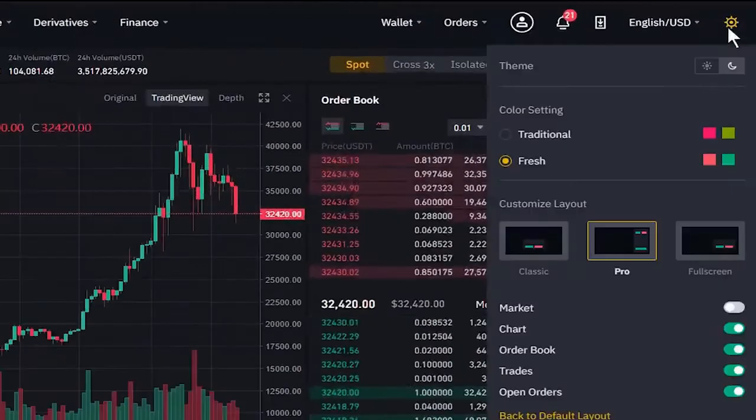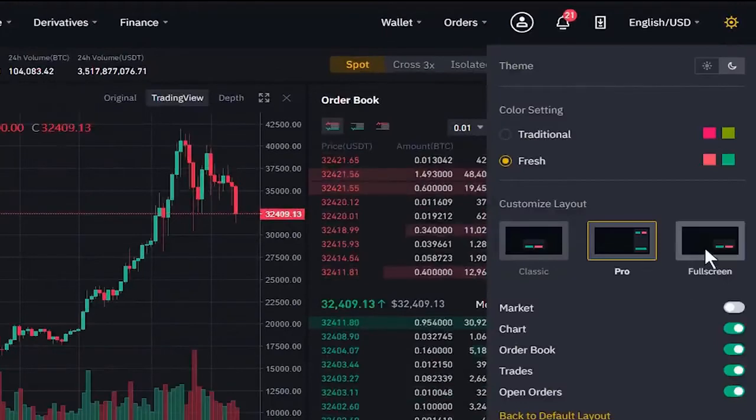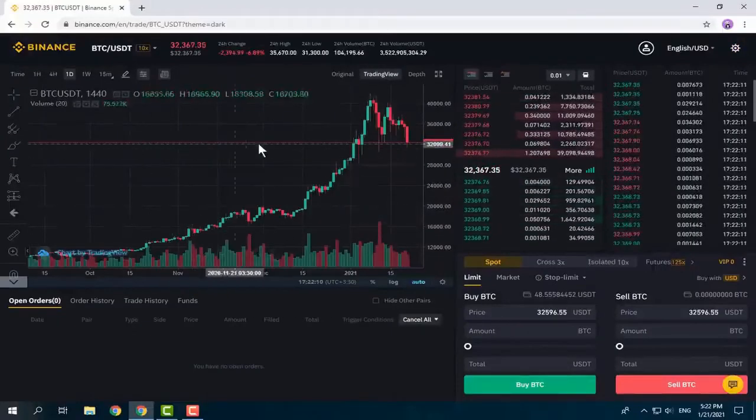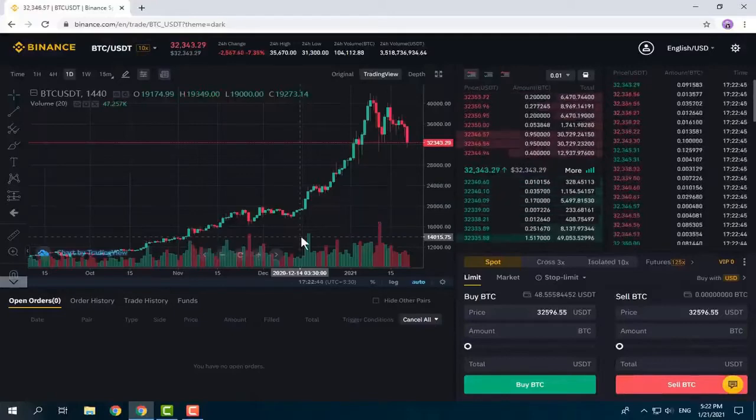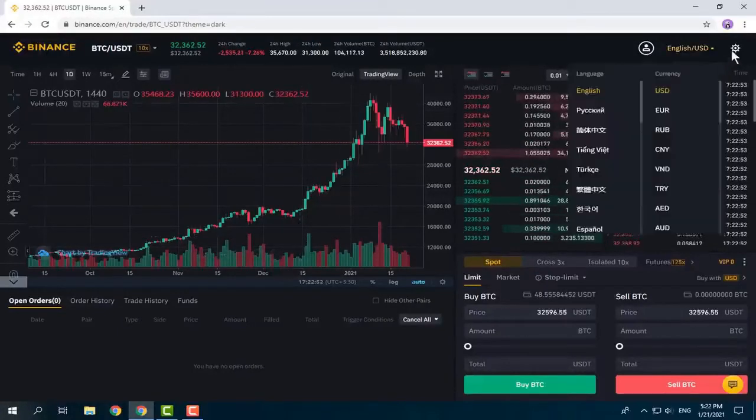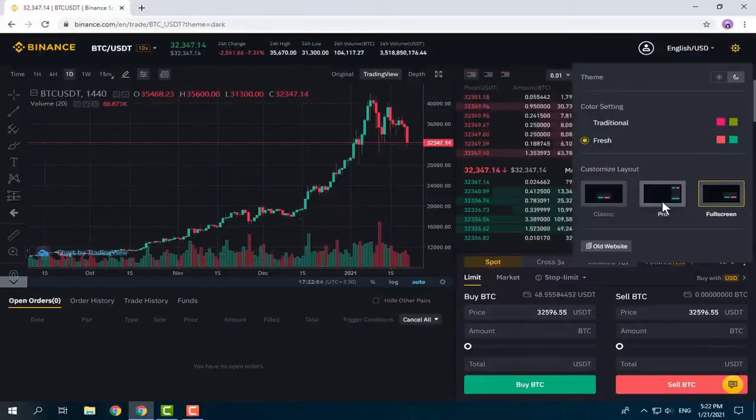We have another layout which is named full screen, which is somewhat similar to Pro, but the buy and sell orders are in separate sections, and the order book and trades are above that. Selecting a layout is your personal choice, and you must see which of them you're more comfortable with. And in this video, we continue with the Pro layout.